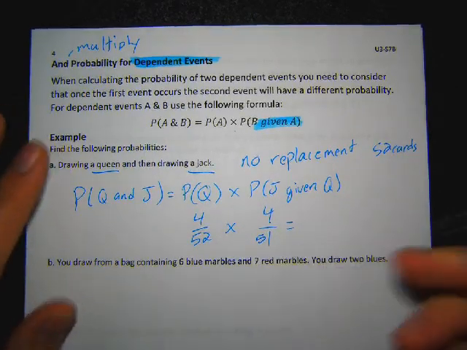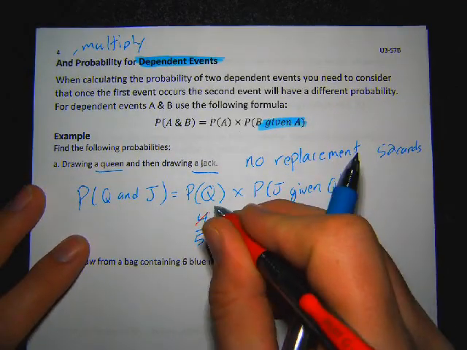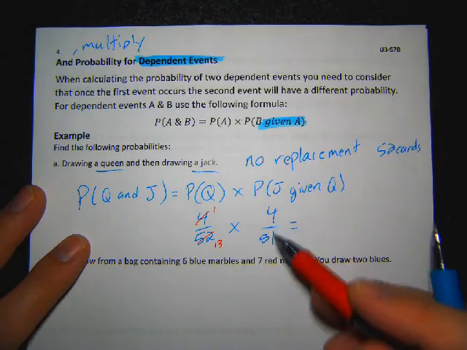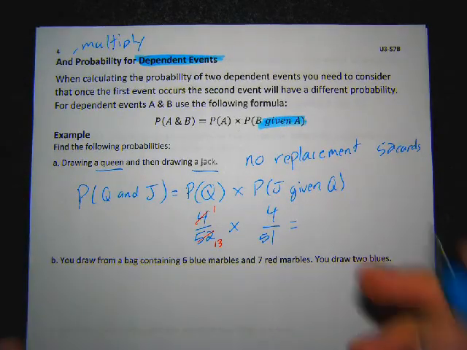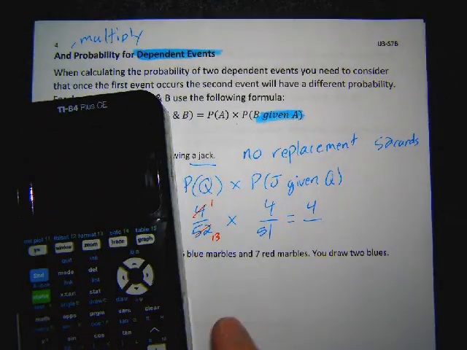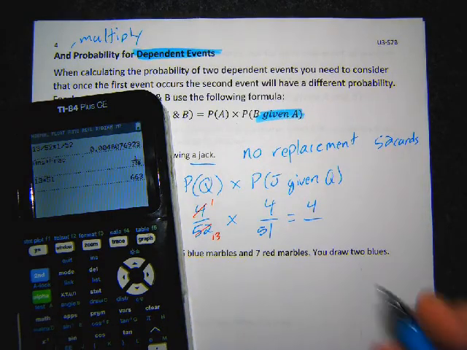You could multiply as is. I definitely think it'd be easier to simplify it a little bit. You can divide this by 4, get 1, and this by 4, get 13. Sadly, I think that's the only simplifying you can do on this one. So you end up with 4 on the top and 13 times 51 on the bottom. 13 times 51 gives you 663.